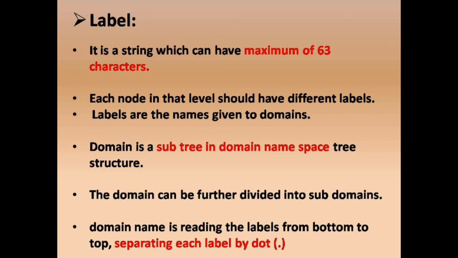Whereas the second part, domain, is the subtree in the domain namespace tree-like structure. Subtree means it consists of hierarchical levels of labels. The domain can be further divided into subdomains. A domain name is read from the label at the bottom to the top. Each label is separated by a dot. So each and every level consists of some label. The label differs from one level to another level.